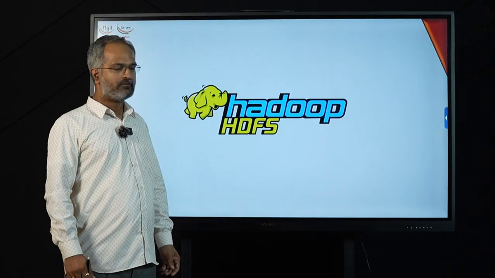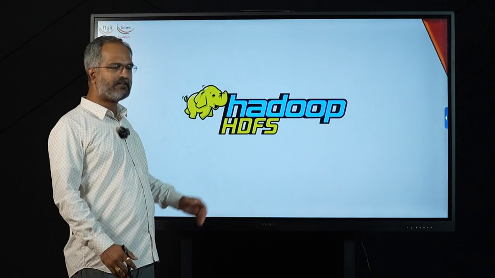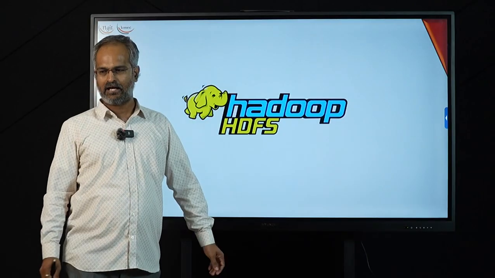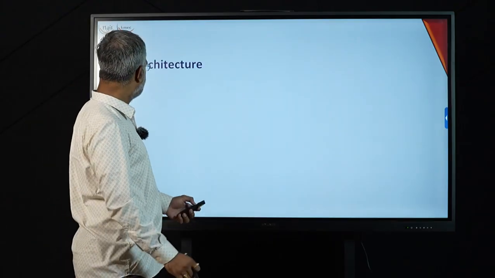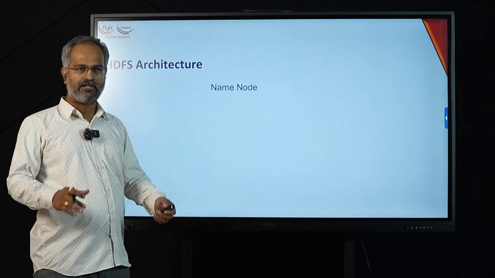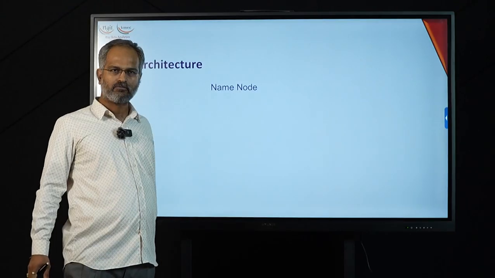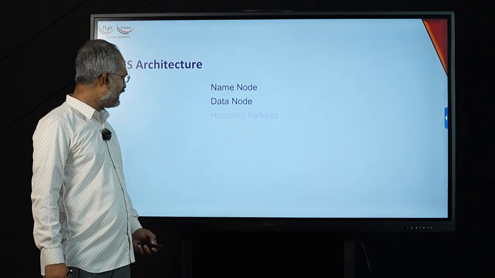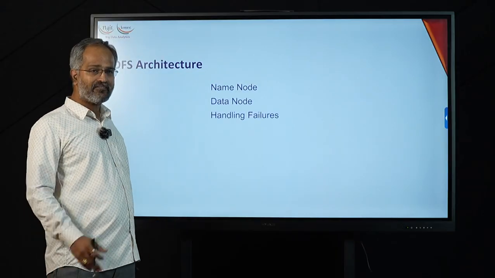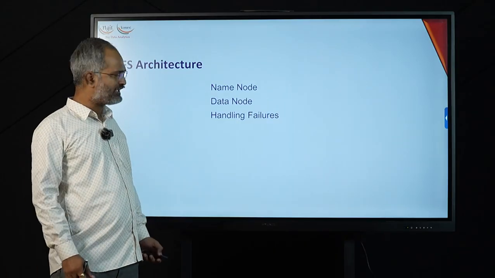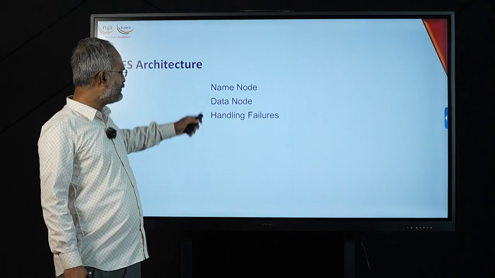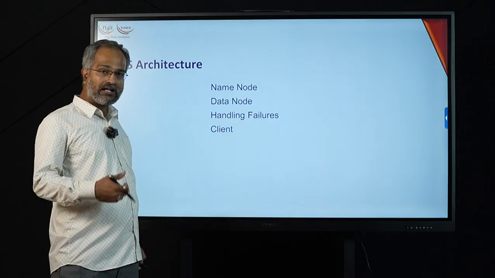So we are going to start with HDFS and HDFS architecture. Now, HDFS has various components. The first component is the name node, then the data node, and then handling the failures. This is also part of the HDFS architecture. The basic components are name node, data node, and then client environment.